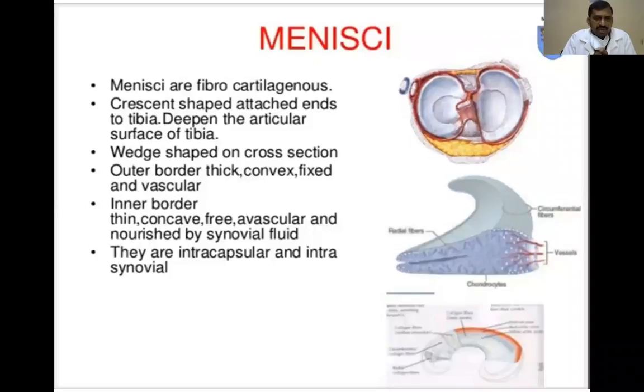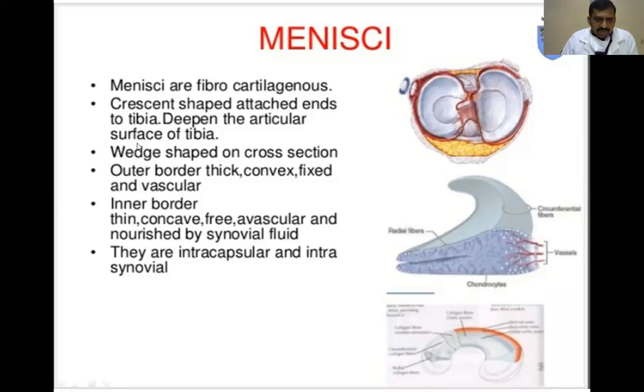Next, another structure, the menisci. These are very important. The menisci are two fibrocartilaginous, crescent-shaped structures attached at their ends to the tibia, deepening the articular surface of the tibia. What is the most important function of the menisci? It deepens the articular surface, because if you see the bones, the articular surface is almost flat, but with the help of the menisci, the articular surfaces of the tibia become deepened, and at the same time they also have their own function.